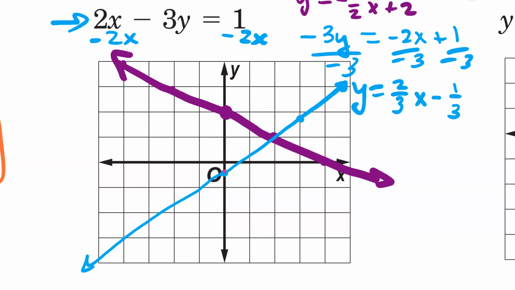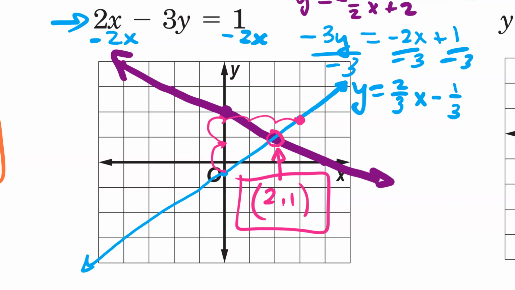Okay, so I want to go up 2. So this is up 1, this is up 2. And then I'm at negative 1/3, so if I go up to positive 2/3, it's 2 comma 1. And then I want to go over 3: 1, 2, 3. So that's my second point, right here. They cross right at this point, 2 comma 1. That is the intersection point.